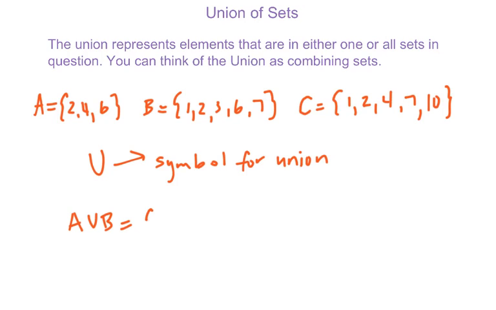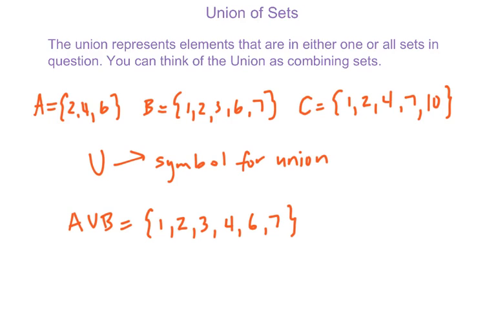So if we're combining the sets A and B, that means it must have the element 1, since that is in B, the element 2, which is in A and B, the element 3, which is in B only, the element 4, which is in A only, the element 6, which is in sets A and B, and the element 7, which is in just the set B. So to find the union, what we do is combine both sets, and we only write the elements that are in both sets once. So A union B is the set that contains the elements 1, 2, 3, 4, 6, and 7.